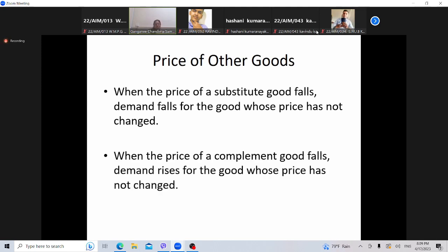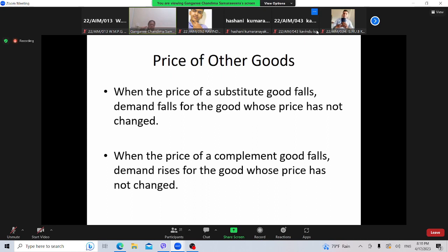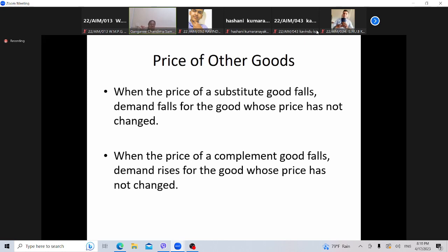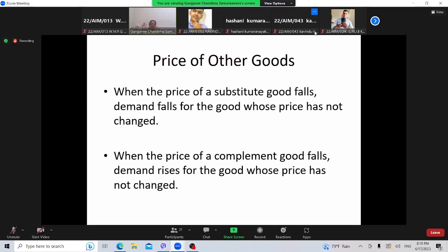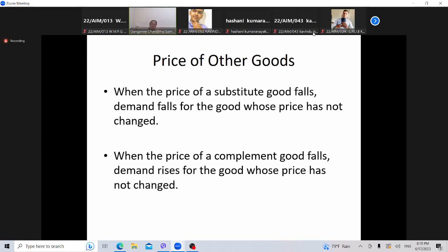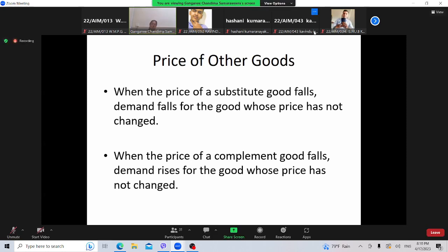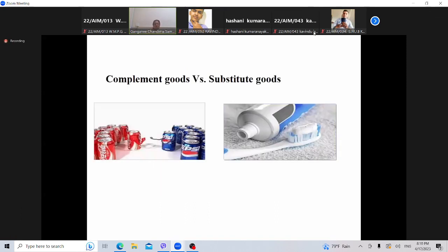When the price of complementary goods, let's say socks and shoes, ink and pen, toothpaste and, we can say toothbrush, but we can use toothbrush without having toothpaste even. Okay, so anyway, complementary goods are there. How we should use these goods together. So when the price of a complementary good falls, demand rises for the good whose price has not changed. Okay, so here you need to remember complementary and substitute goods.